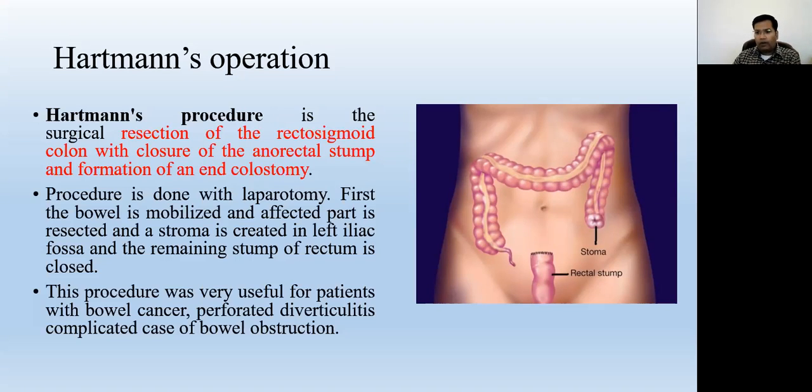If only a small part is infected, then resection and anastomosis will be enough. But in Hartmann's procedure, when the rectosigmoid part is very much affected and that part of the bowel is not viable, in that condition we have to resect that part of the bowel, close the anorectal stump, and create an opening in the anterior abdominal wall and attach that part of the colon to it and create a colostomy.